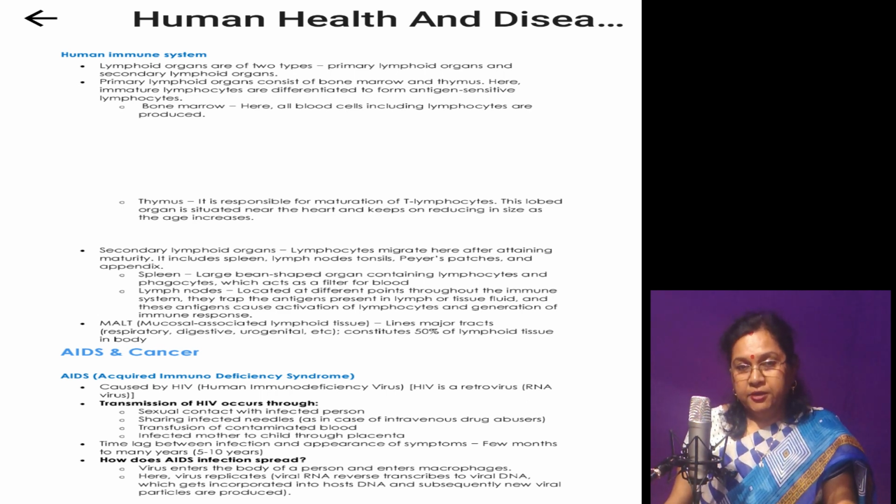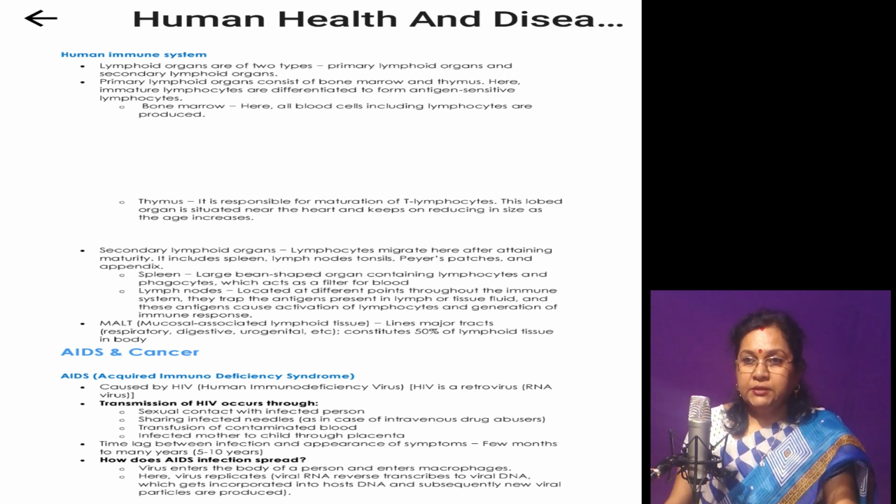Another is MALT, M-A-L-T, mucosal associated lymphoid tissues. These are the tissue masses that line the mucosal membrane or layer of the respiratory, digestive, and urinary system of our body. And 50% of the lymphoid tissue in the human body is formed by the MALT.